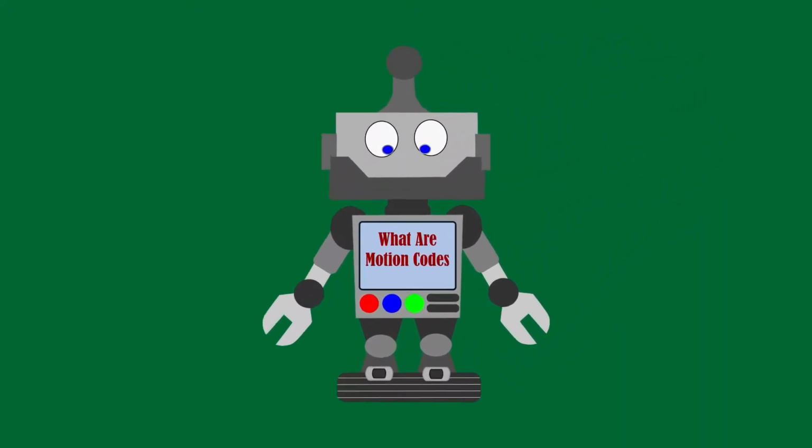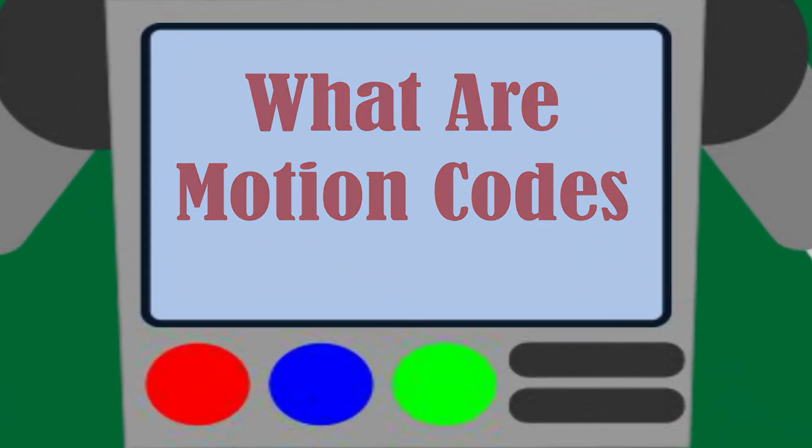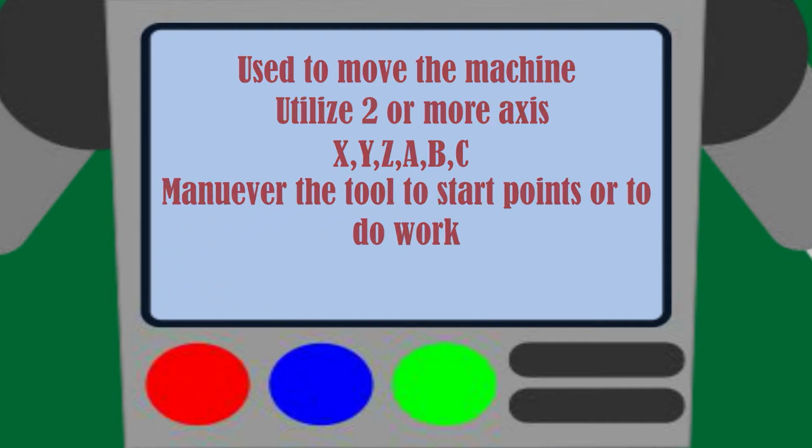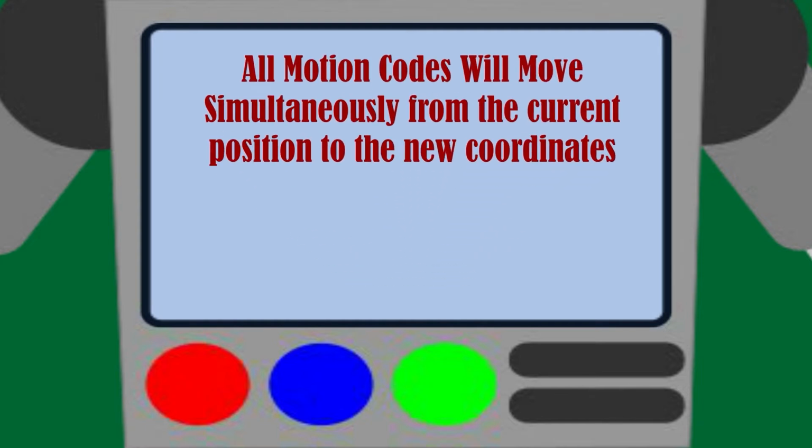So what are motion codes? Well, motion codes are used to move the machine and they utilize a Cartesian coordinate system with a minimum of two axes, X and Y typically, but can also include Z, A, B, and C. They maneuver the tool to the position that it's going to do work, whether it's cutting or adding material. All motion codes will move from the current position that the machine is at to the new position of the code simultaneously by using the motion defined within the code.